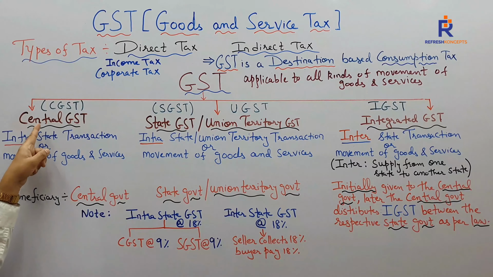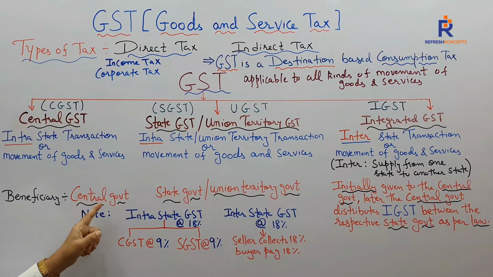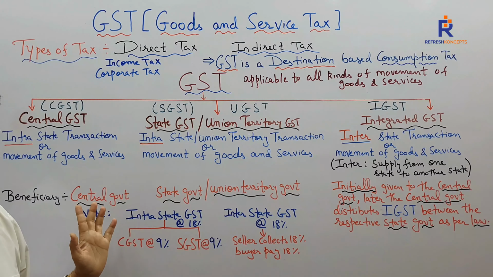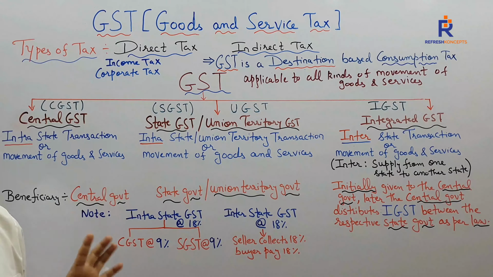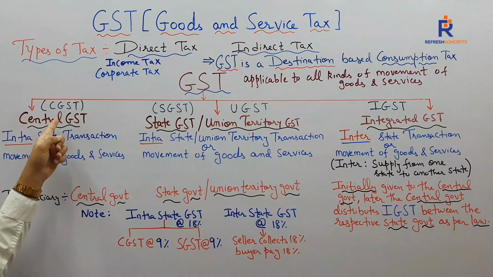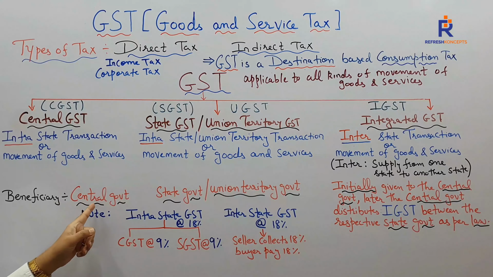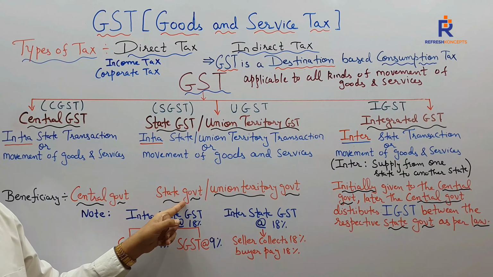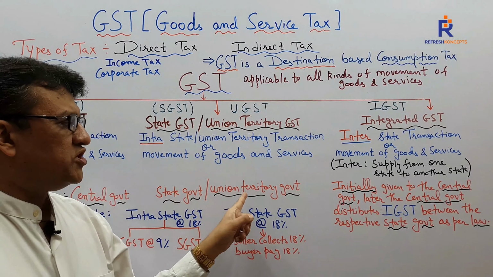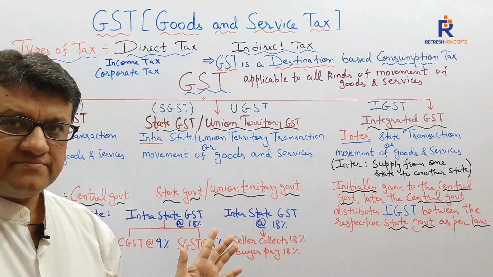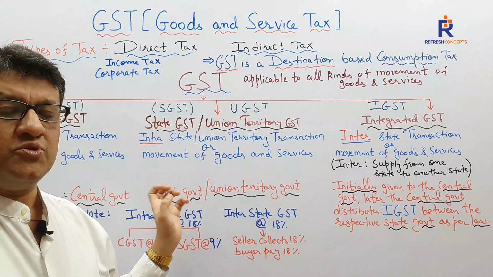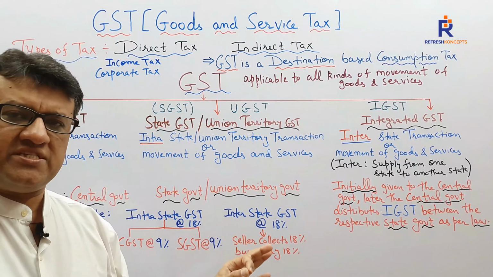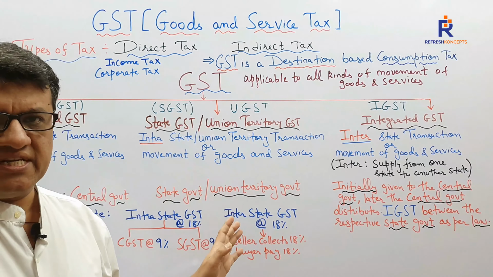As the name suggests, central GST, central government. All the CGST goes to the central government, the government of India. So, CGST, the beneficiary is central government. SGST, the beneficiary is state government. For that matter, UGST, the beneficiary is union territory government. Right? The taxes go to these governments respectively.